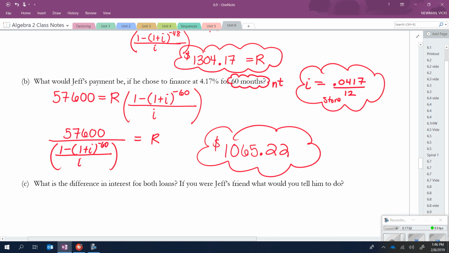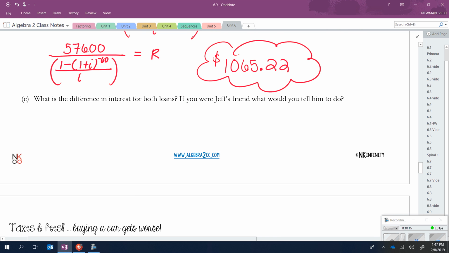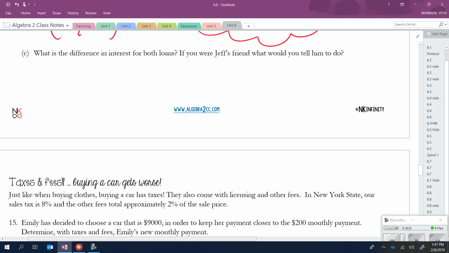So it says down there, what's the difference in the interest? I'm not going to worry about that. If you were Jeff's friend, what would you tell him to do? I tell him to pick a different car to buy, first of all. Jeff, get yourself together, okay? And then I would say, do what you can, do what you want to do, man, but a lot of times what people do is they pay extra on their loan. They finance, and then every month you just pay extra, and it makes it go down faster.